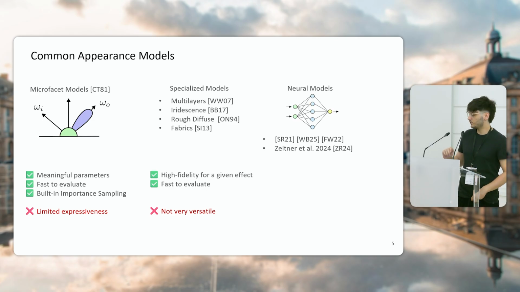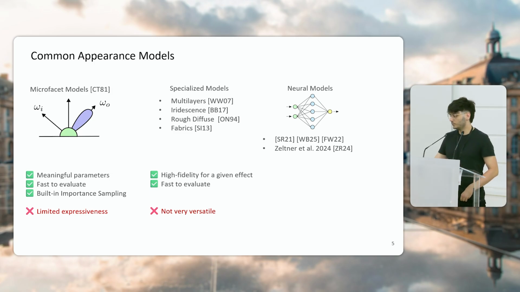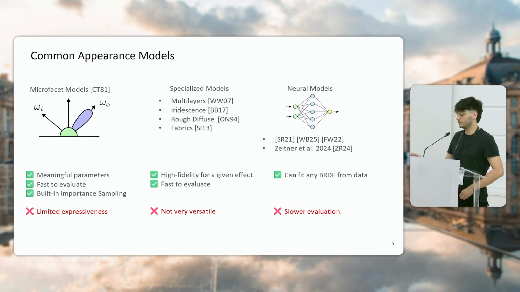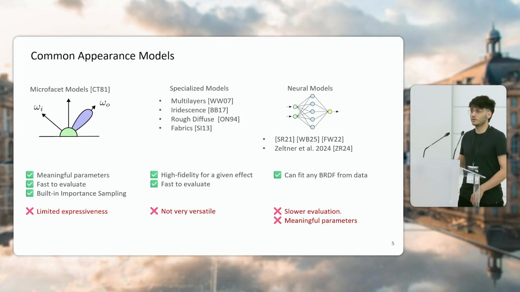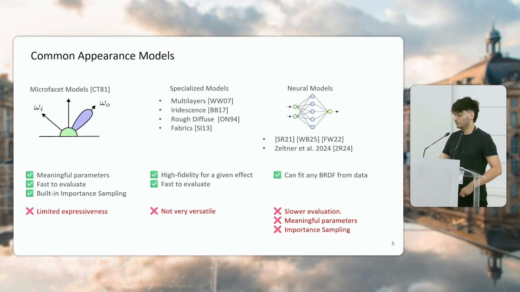Recently, we have seen the advent of neural models, especially the model of Zeltner and colleagues that can be used in production pipelines with ray tracing because it's very fast to evaluate. They can fit any BRDF data. However, they are much slower than all of the previous models I considered, and for real production engines, it can be even too much. They lack the meaningful parameters, which means that once you train the model, it can be complicated to explore possible appearances. And importance sampling is kind of a separate issue. So you need to find either another neural network for importance sampling or a completely different approach.